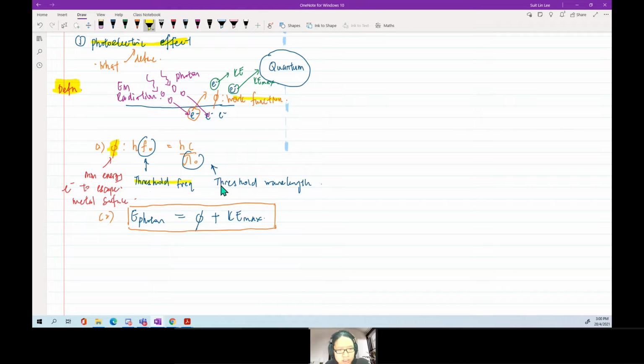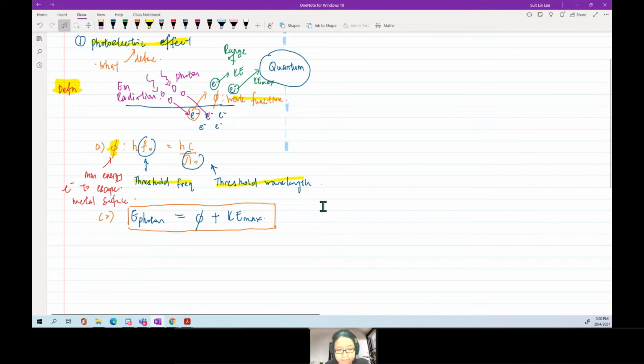Define threshold frequency and threshold wavelength. Okay. Also, remember why there is a range of kinetic energy. The short answer would be that some of the electrons are beneath. It's not on the top layer. They need a bit more energy. So because they need a bit more energy, what is left behind for them is less.